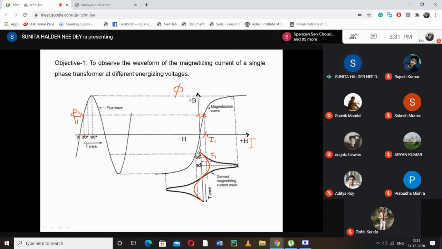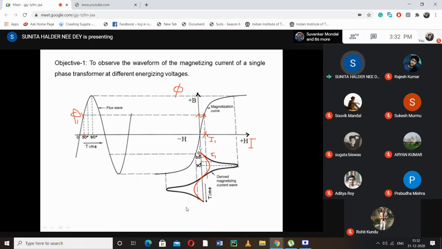So in that case, near the rated voltage also, the magnetization current will be to some extent peaky or deformed in nature, because it is very near to the saturation zone. For the lower voltage, the magnetization curve will be linear, that means purely sinusoidal. If we apply sinusoidal voltage, then we shall get sinusoidal magnetization current. Now, if we increase the energizing voltage or excitation voltage, then the magnetization current will become gradually peaky in nature, and we can observe the deformation.